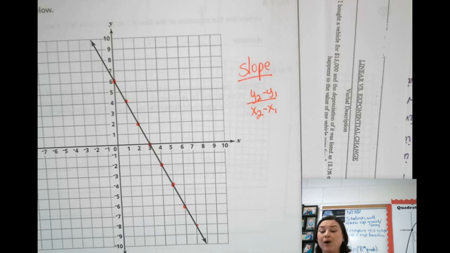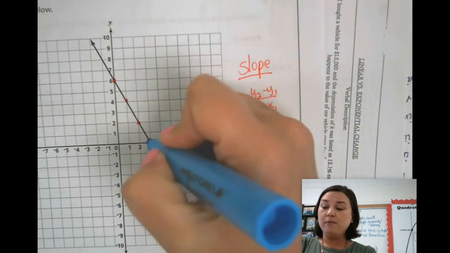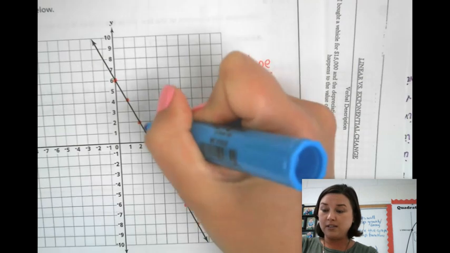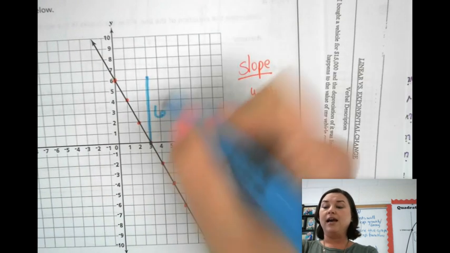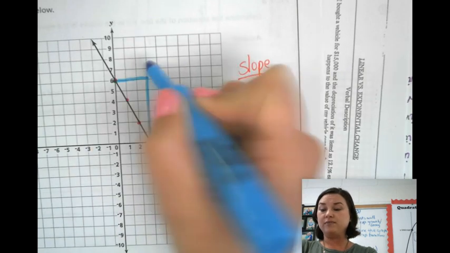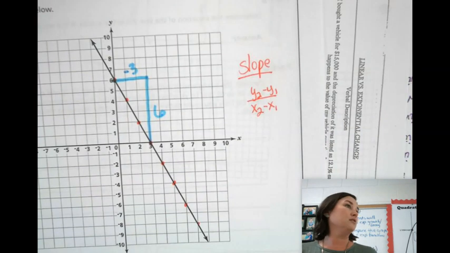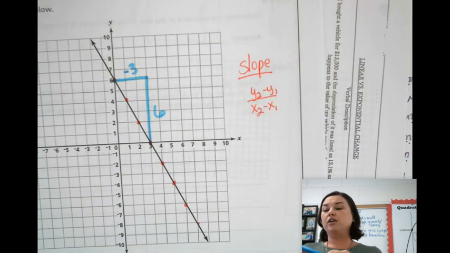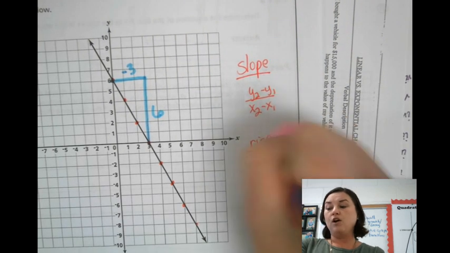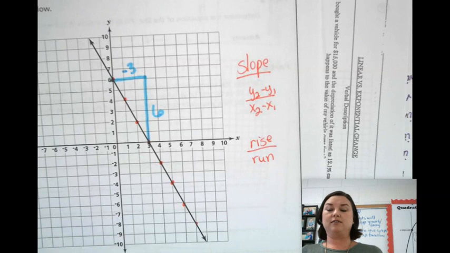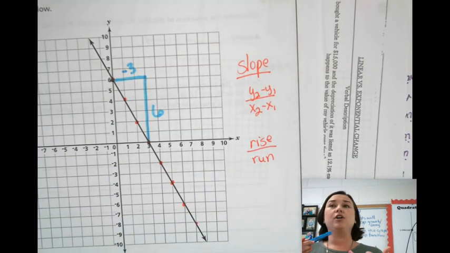So if we use the y-intercept and the x-intercept like Alex suggested, to go from the x-intercept to the y-intercept, how much does it go up? 6. And how much does it go left? 3. So what is 6 over 3? Negative 2. Because it's rise over run. You have to put the up and down over the left and right. So the y-intercept was 6 and the slope is negative 2.